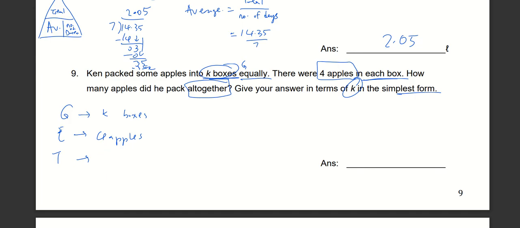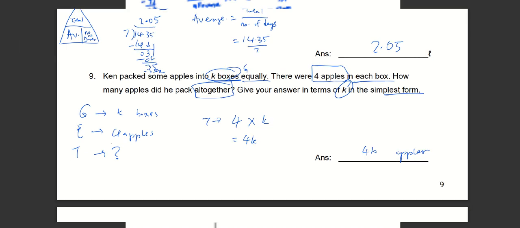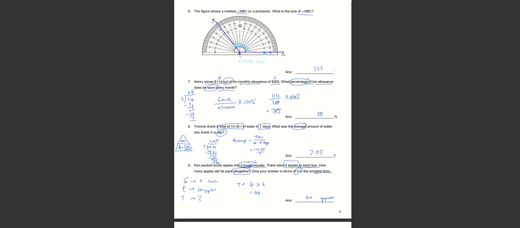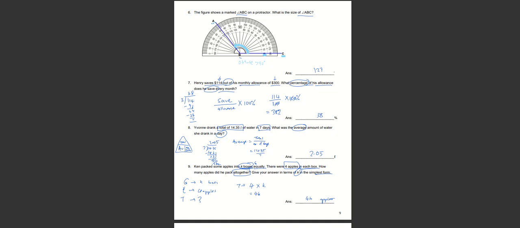So to find the total, you use group times each. So you say 4 apples times k boxes. You write that as 4k. 4k apples were packed all together. Okay, so here are the solutions for PSLE Practice Booklet 1, Exercise 4, page 9.